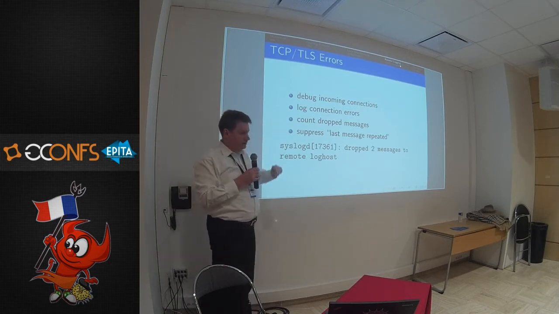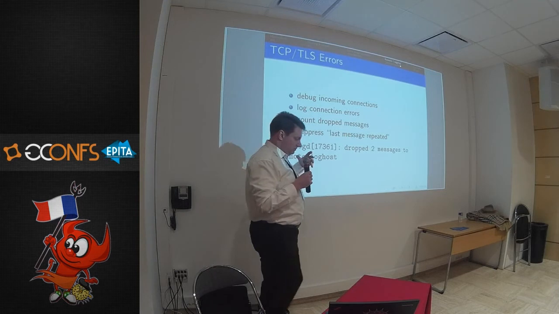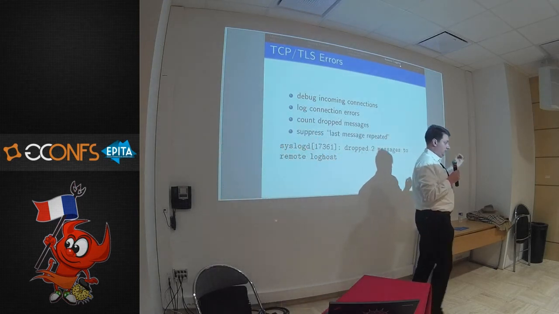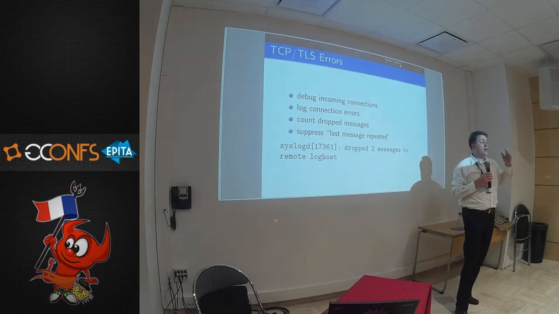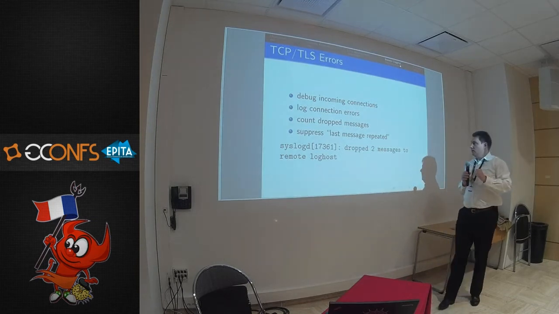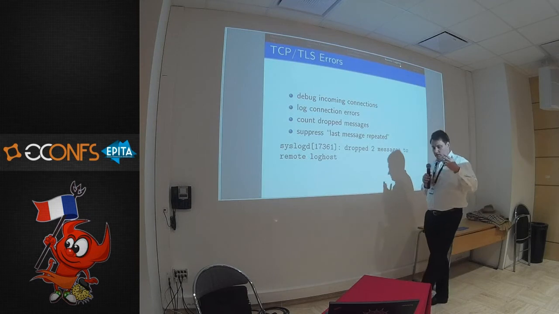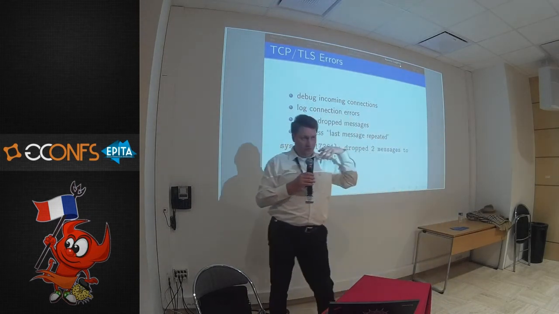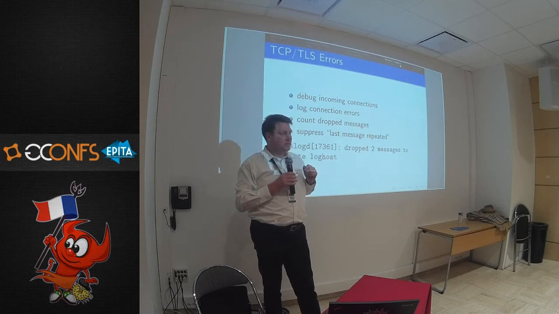We log connection errors. So when something goes wrong with a connection to a client, we log an error and you see, oh, something is wrong and I lost some messages or may lose some messages. We count the dropped messages. We have sending buffers for the messages. And if we get a SIGHUP, we throw them away. If we cannot write anymore, they fill up.